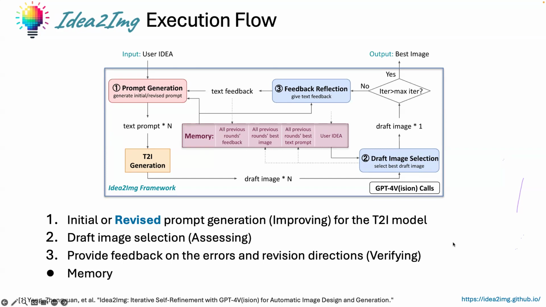So the agent also has access to a memory, where all the previous rounds' feedback, best images, best text prompts, and the original user requirement are kept as context for prompt generation.